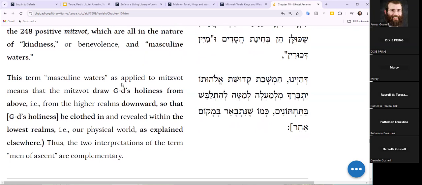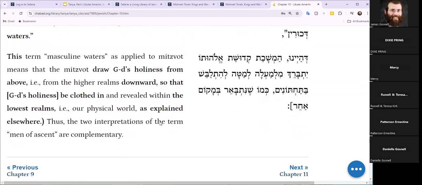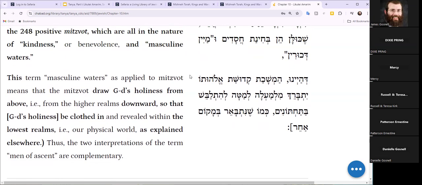This term, masculine waters, as applied to mitzvot, means that the mitzvot draw God's holiness from above, i.e., from the higher realms downward, so that God's holiness be clothed in and revealed within the lowest realms, i.e., our physical world, as explained elsewhere. Thus, the two interpretations of the term men of ascent are complementary.